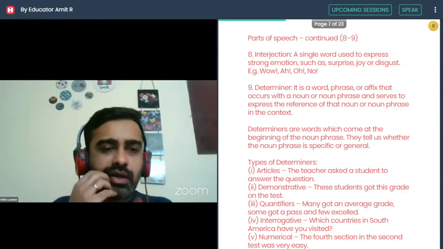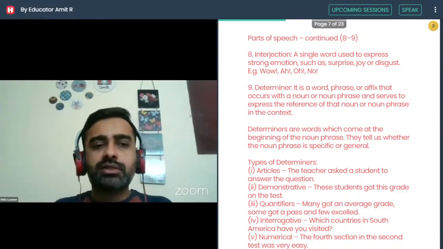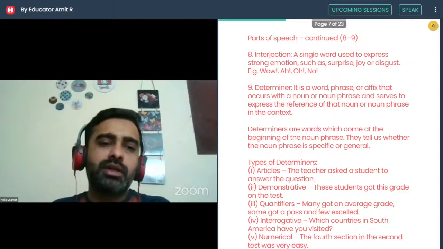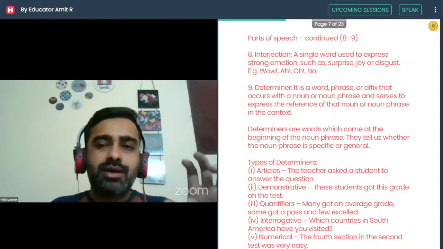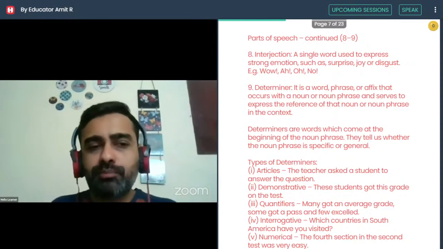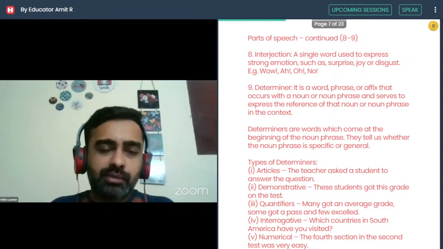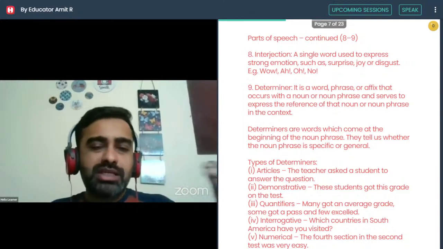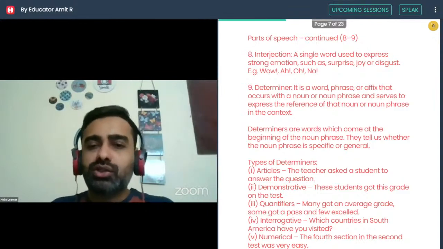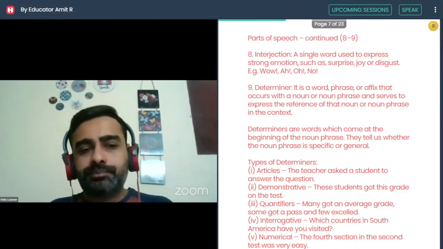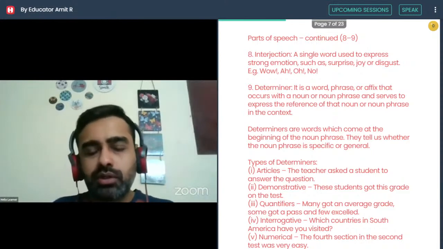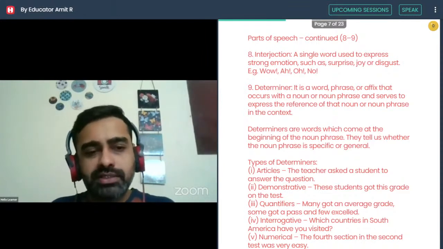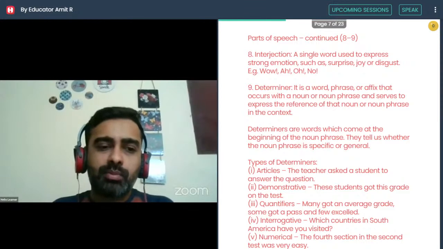Determiners are plenty. Determiners are any word, phrase, or affix that occurs with a noun phrase. Determiner comes from the word determine; we understand it relates to something or the other. In reference to something is called a determiner. The different types of determiners: even the articles are determiners, and demonstratives. When you talk about these students, you are demonstrating which students you're talking about, right? Articles, the definite and indefinite articles. Quantifiers, something that quantifies; we did the quantifiers the other day when we did countable and uncountable nouns.